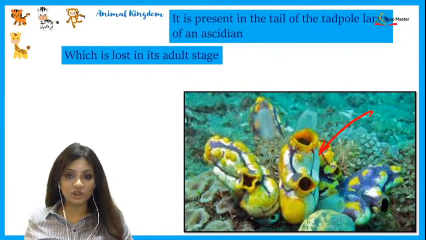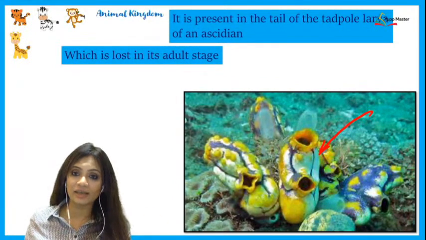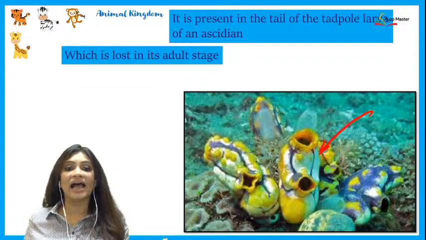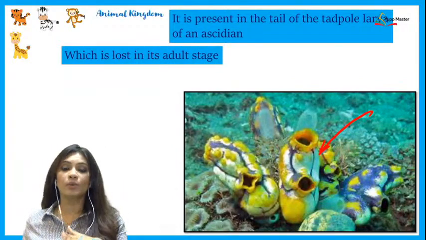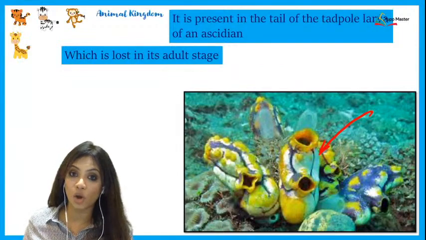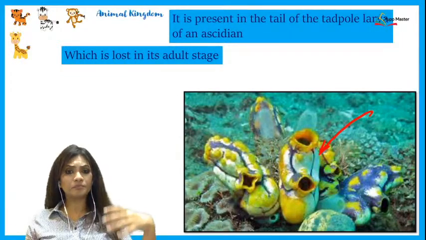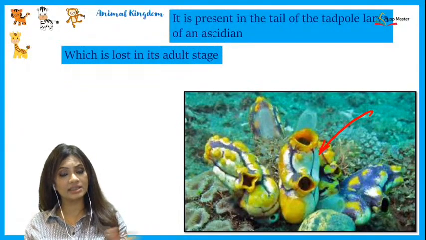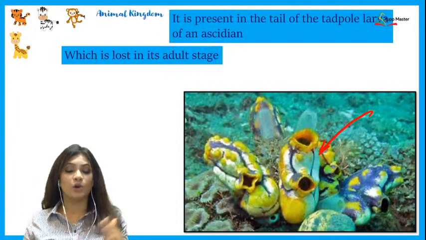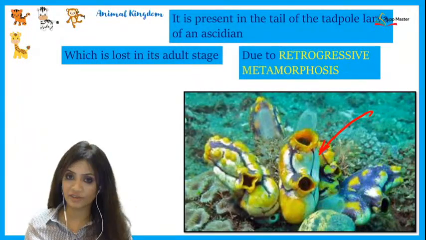Now when it is in the larva stage, that's the time when this notochord is present. As it is moving on towards its adulthood, what happens is the notochord is lost. And what type of development is this, where in the larva stage that notochord is present, but then in the adult stage it is disappearing, or you can say it is degenerating? Over here this is called a retrogressive metamorphosis.